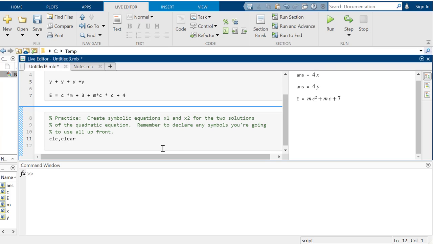So just to kind of practice with this, take a minute, pause the video, see if you can put together the two sides of the quadratic equation and just see what it looks like. It's kind of pretty. All right, so we're going to assume you did that.